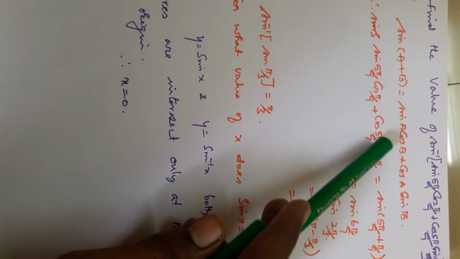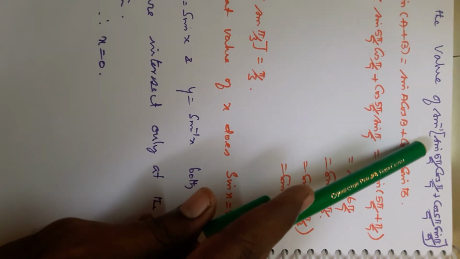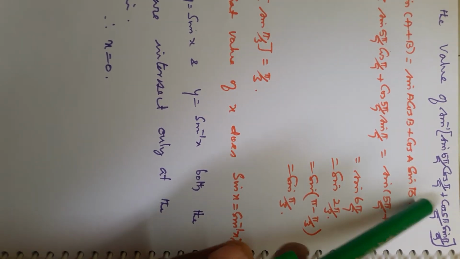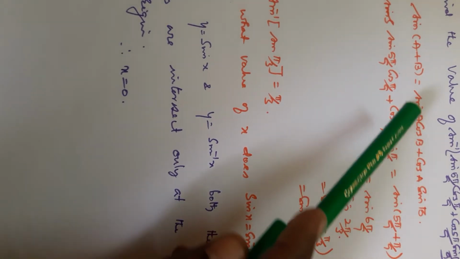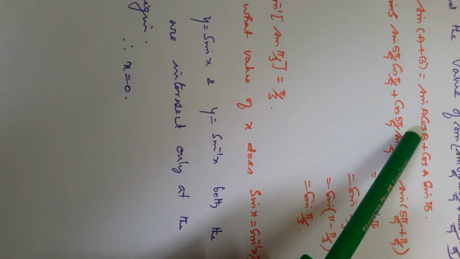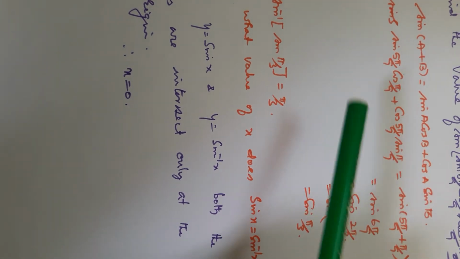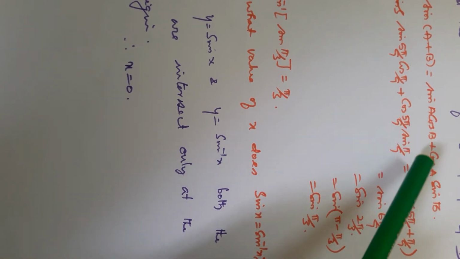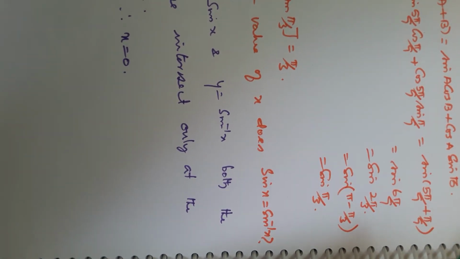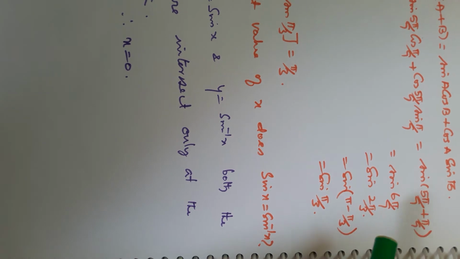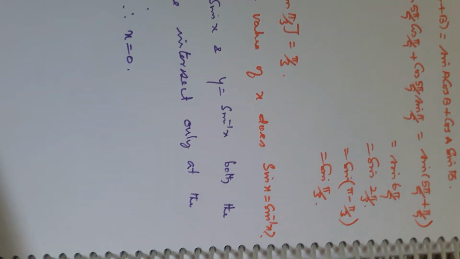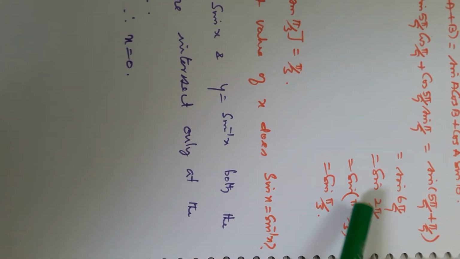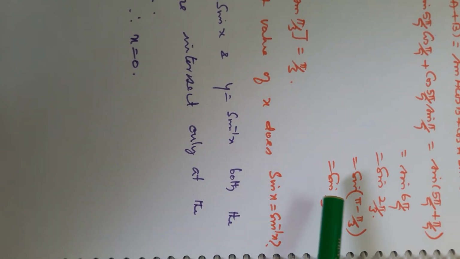So the next one is find the value of sin⁻¹(sin 5π/9 cos π/9 + cos 5π/9 sin π/9). The formula is sin(a + b) = sin a cos b + cos a sin b. So that is equal to sin(5π/9 + π/9), which becomes sin(6π/9), that is sin 2π/3. We already completed this: it is π − π/3, so it is sin(π/3).